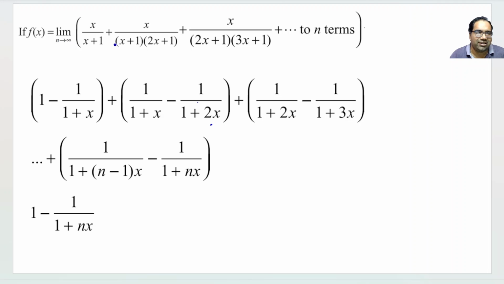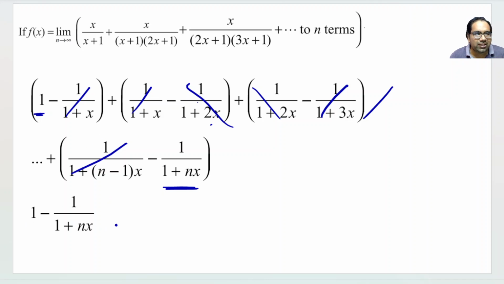However big n is, n can be 100,000, 10,000, it doesn't matter. Now we can clearly see all these terms will cancel. This and this will cancel. This and this will cancel. This and the next term will cancel. And everything will get cancelled except the first one and the final one. We'll be left with 1 minus 1 by 1 plus nx.